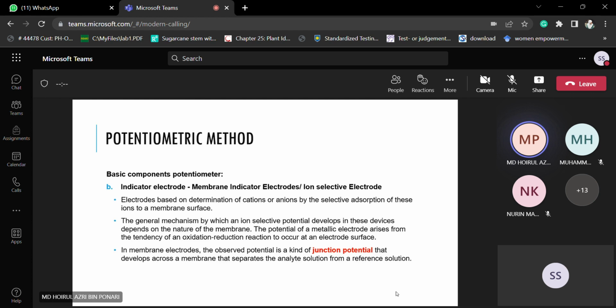In membrane electrodes, the observed potential is a kind of junction potential that develops across a membrane that separates the analyte solution from the reference solution. Okay, so this statement is very technical. So nanti saya akan terangkan satu-satu the statements.